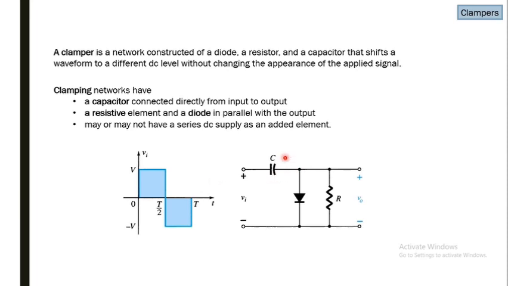Here we can see a capacitor is connected from input towards the output section, with a resistive element and a diode in parallel with the output. We have a resistor and a diode, both parallel to the output section. And this clamper circuit may or may not have a series DC supply as an added element. If any clamper circuit has a DC supply attached to it, we will call it a biased clamper.